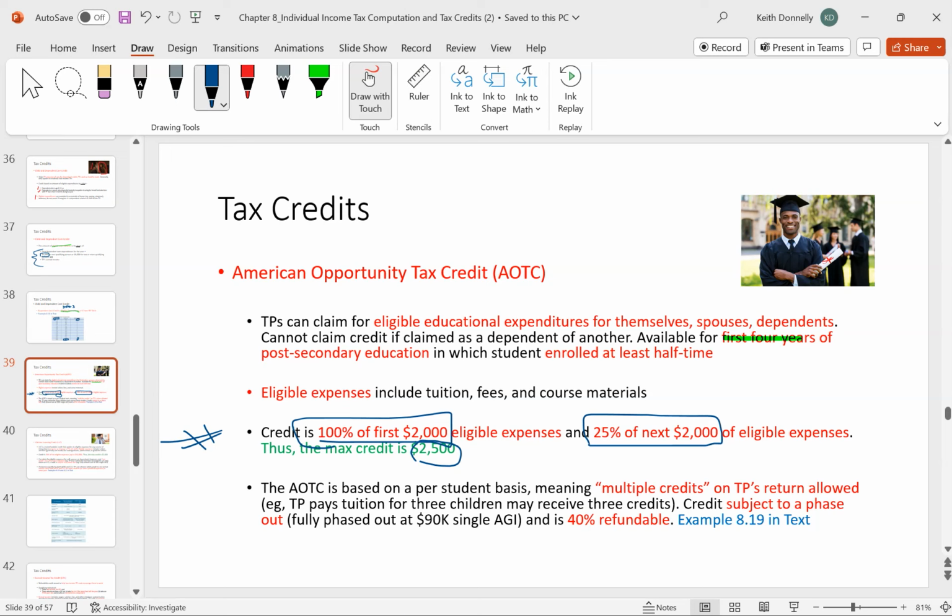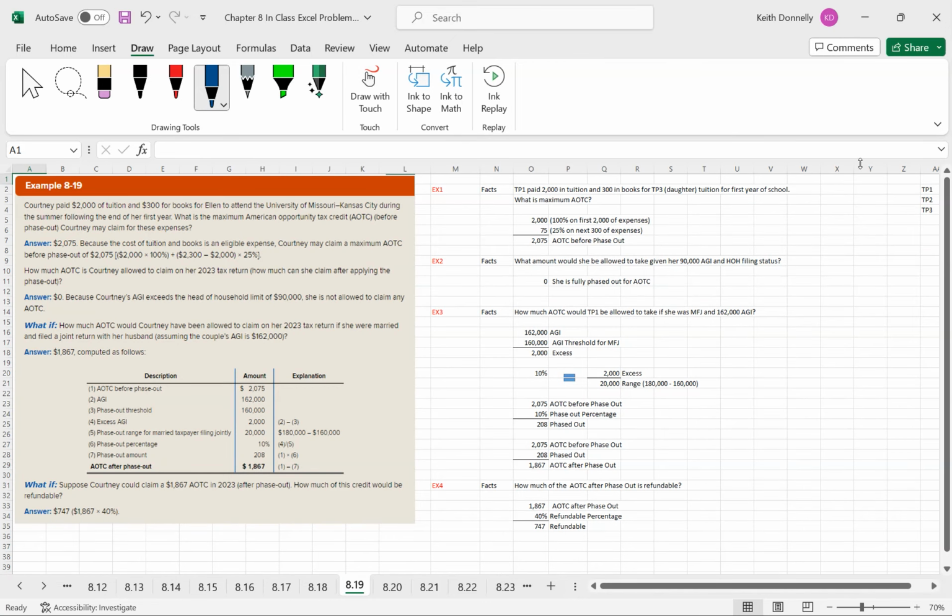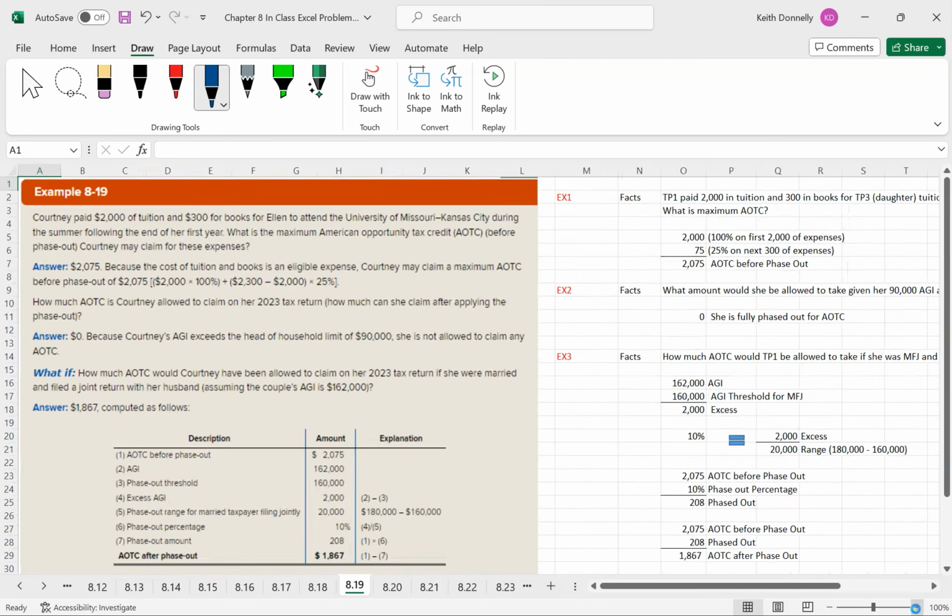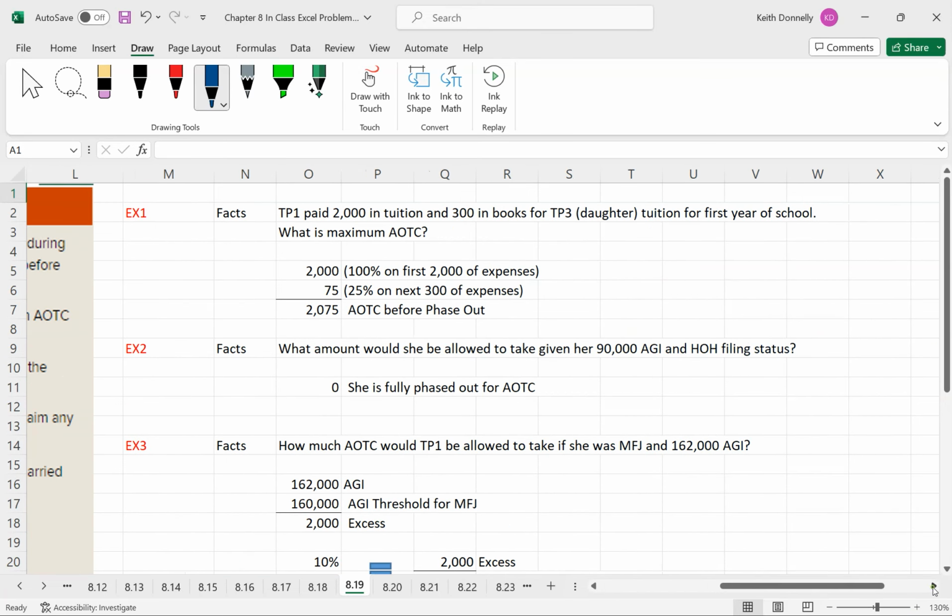Let's look at an example here, 819, to give it some numbers. So let's just say we paid $2,000 in tuition and $300 in books, right? So we got $2,300 of expenses, and it's for the first year of college, for the daughter. So how do we figure out the tax credit? For the first 2,000 of this, we're going to get 100%. For the next 300, we'll get 25%. Add them together, there's our credit, $2,075.